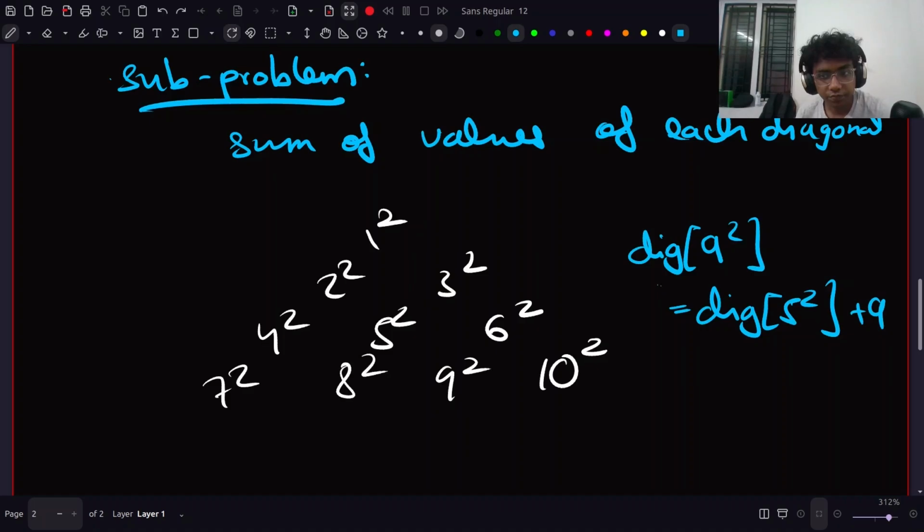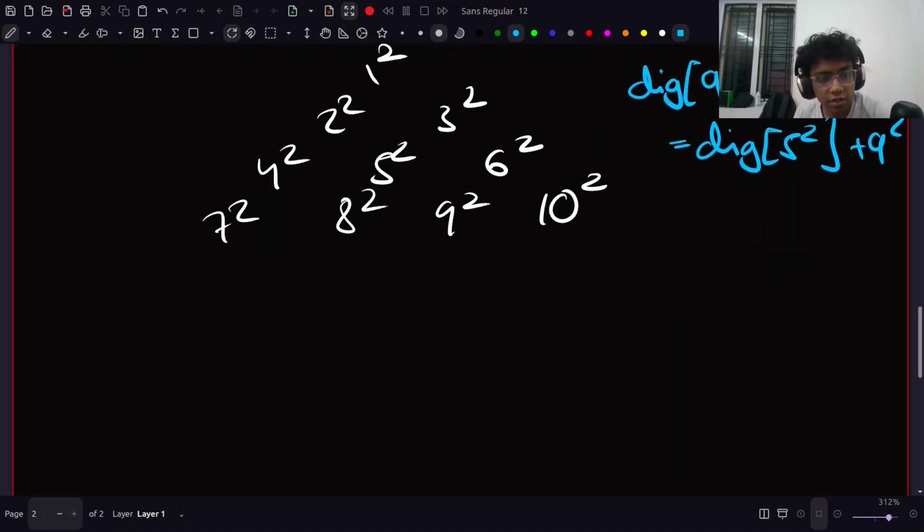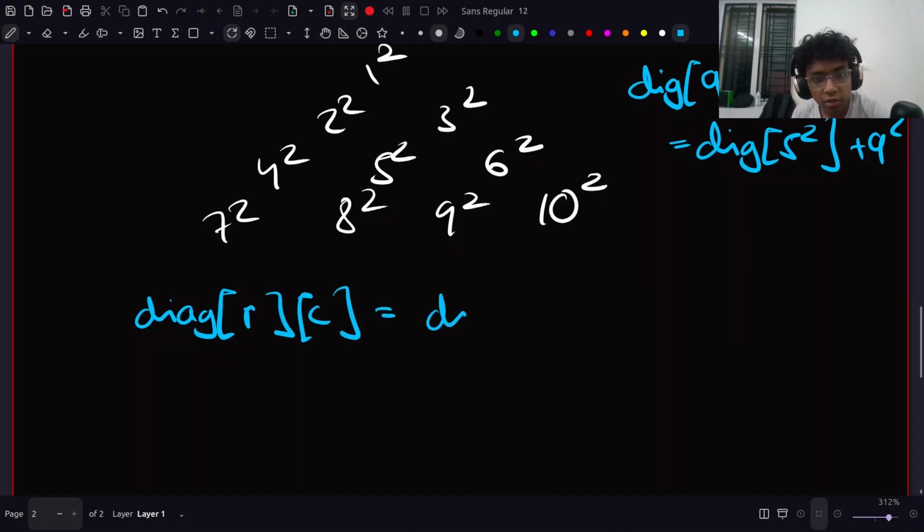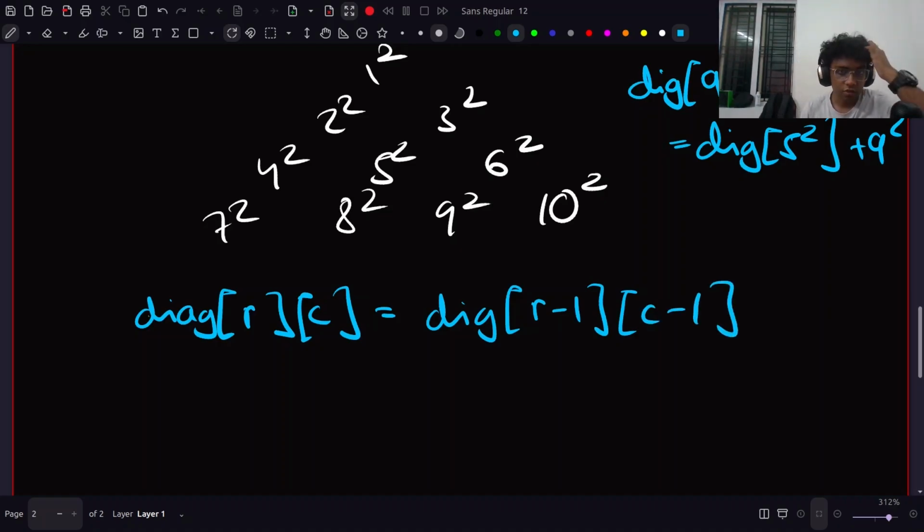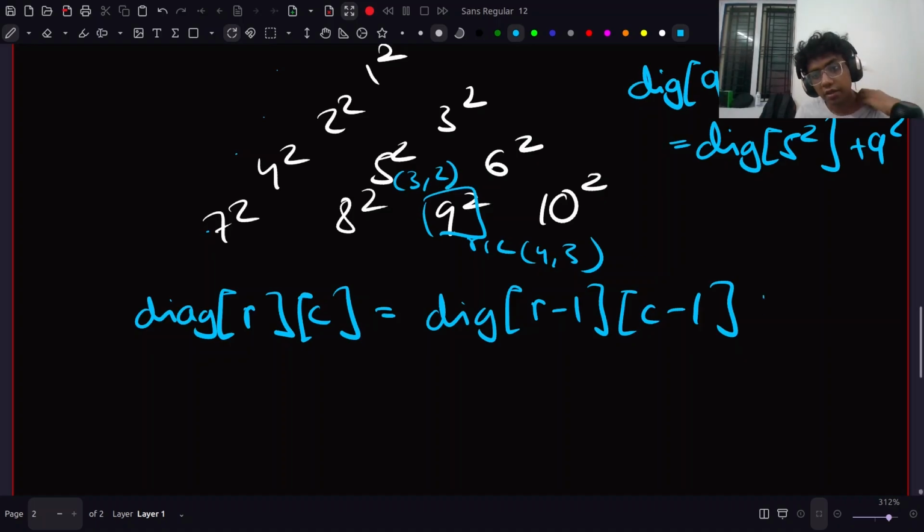So basically each diagonal of some value, let's say from the row R and column C, is simply equal to the diagonal of row R minus 1 and column C minus 1, right? So if you have this value as RC, or let's say this is the diagonal of 4 comma 3, then it will be from 3 comma 2, right? And the diagonal of this will be added, and then also the current value squared, right? The current value squared. So we can say that is I square or something like that, right?